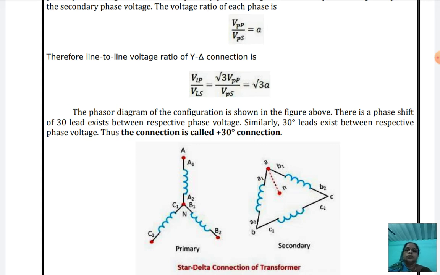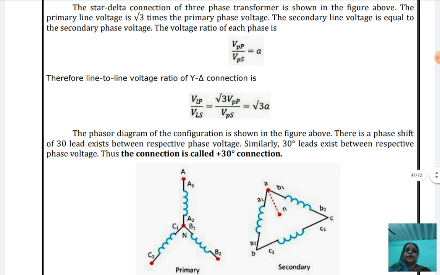In this case the voltage ratio of each phase, that is the phase voltage of the primary divided by the phase voltage of the secondary, is equal to a constant, K. That means the primary line voltage is root 3 times the primary phase voltage, but the secondary line voltage is equal to the secondary phase voltage.